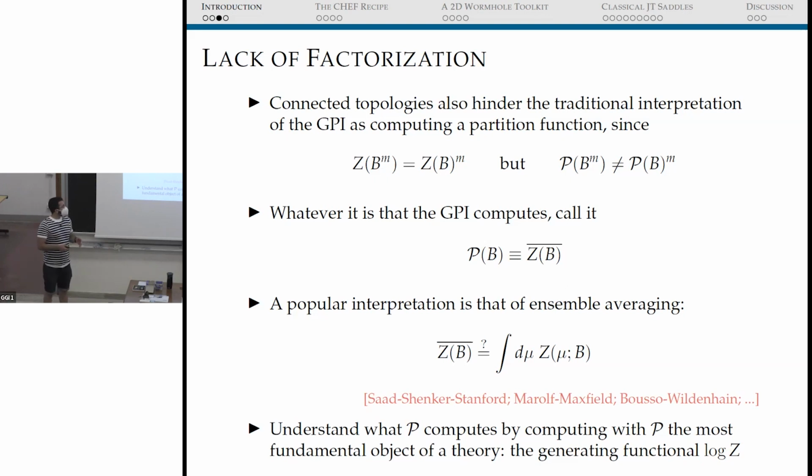And even though we get some interesting lessons from looking at von Neumann entropies, if we really want to take the gravitational path integral seriously, we could just go ahead and try to compute even more fundamental objects. And what is more fundamental in a theory than the generating functional? From the generating functional, you can compute entropies, but you can also compute correlation functions. So we'll be looking at the generating functional.